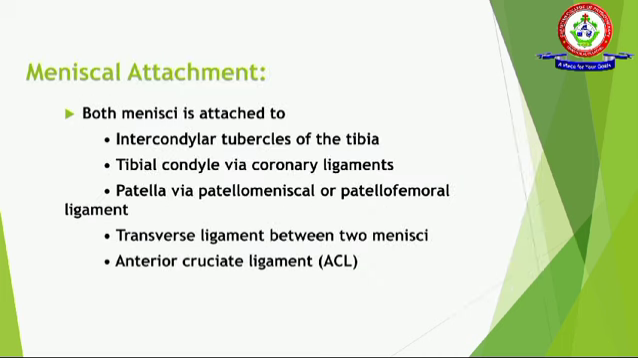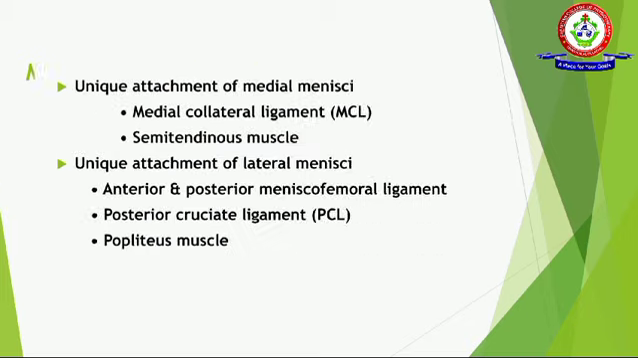Meniscal attachment. Both menisci are attached to the intercondylar tubercles of the tibia, the tibial condyle via coronary ligaments, the patella via patellomeniscal or patellofemoral ligament, the transverse ligament between the two menisci, and the anterior cruciate ligament. Unique attachments of the medial meniscus are the medial collateral ligament and semitendinosus muscle. Unique attachments of the lateral meniscus are the anterior and posterior meniscofemoral ligament, posterior cruciate ligament and popliteus muscle.